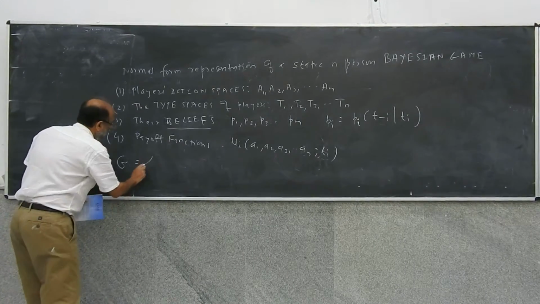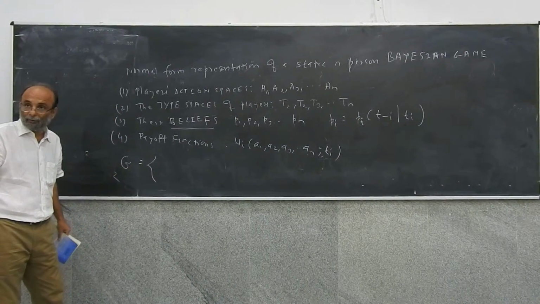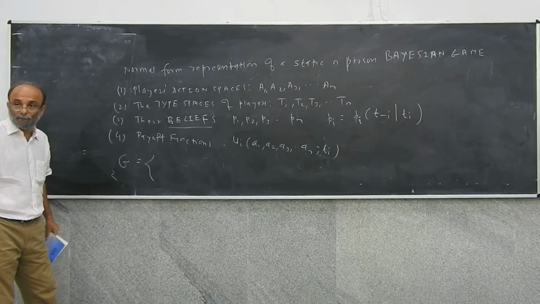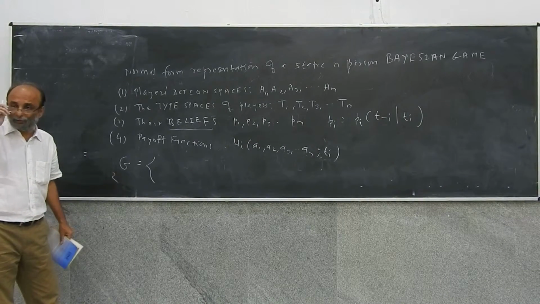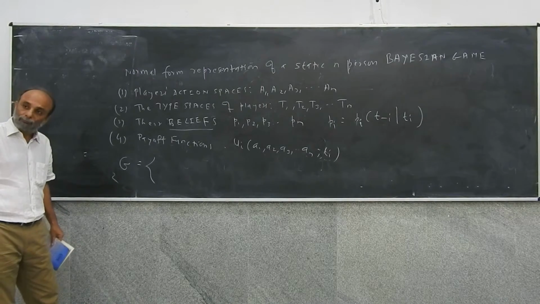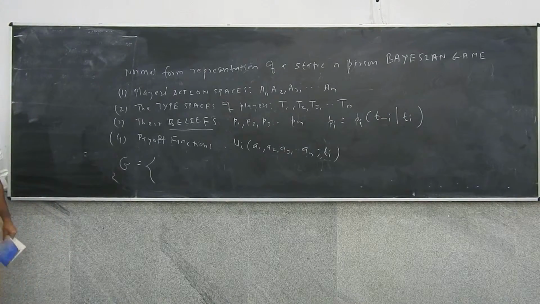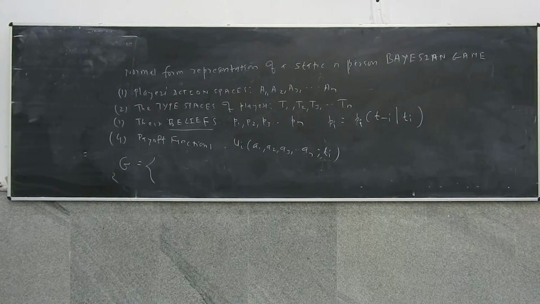Sir, I have a doubt going back. So type is basically whether he's a high cost or a low cost. In our previous example, action is whether he decides to be a high cost or low cost. No, he doesn't decide to be high cost or low cost. He is born with a high cost or a low cost. That is given exogenously.